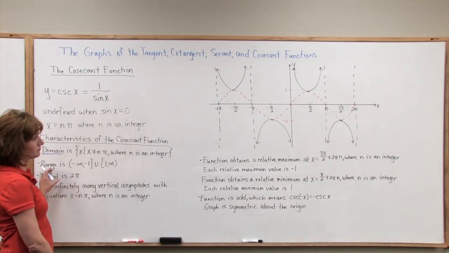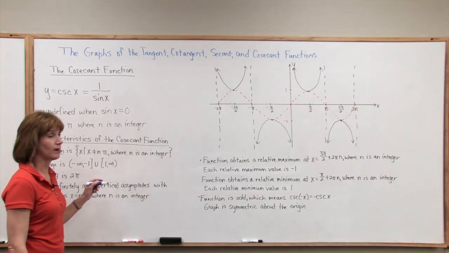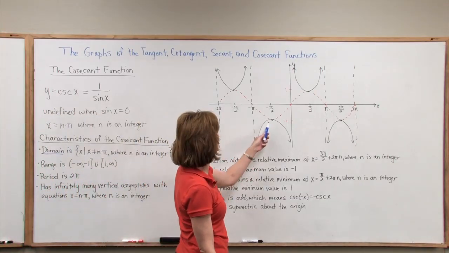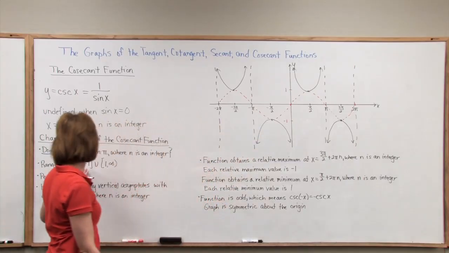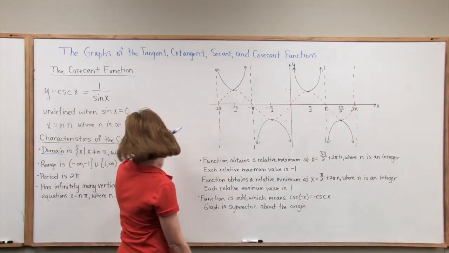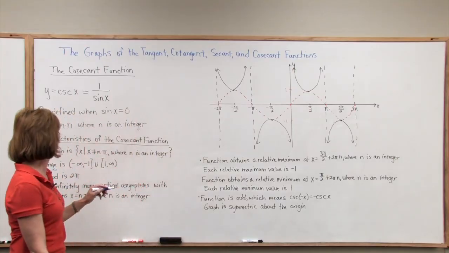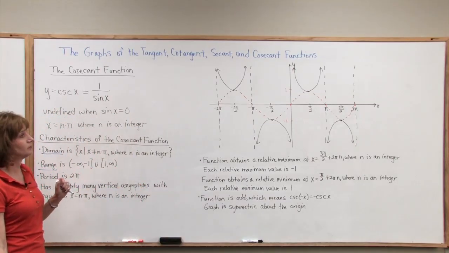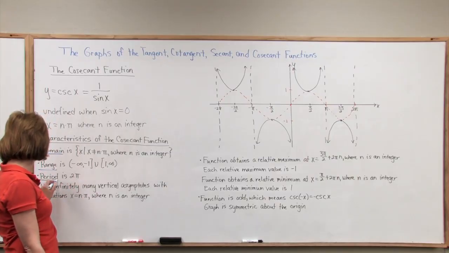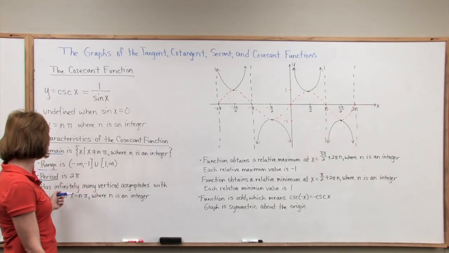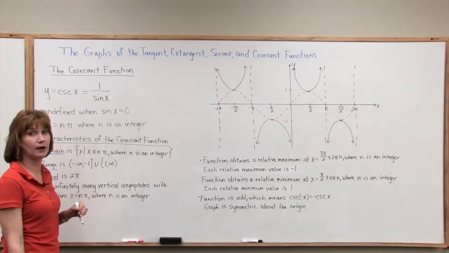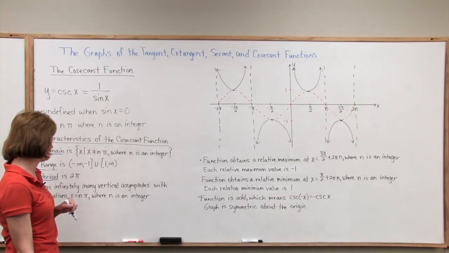The range, we need to look at the y values. So let's look at these y values. It goes down to negative infinity, goes up to negative 1, and then it picks up at 1 and goes to infinity. So the range is this. The period is the same as the period for sine, which is 2 pi. And because it's undefined, it has infinitely many vertical asymptotes at x equal n pi, again, where n is an integer.